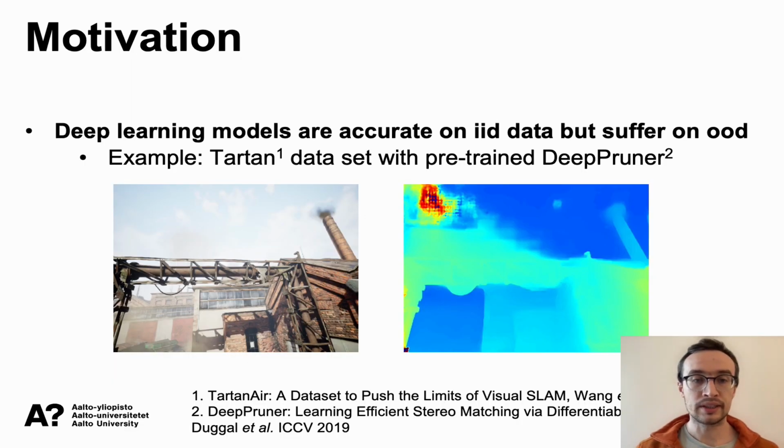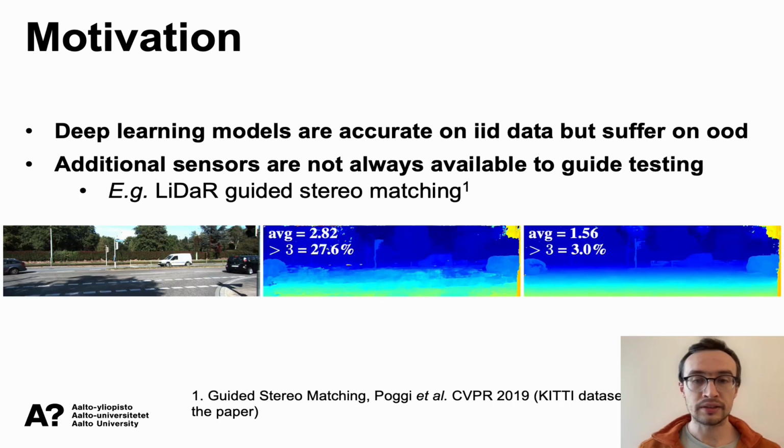So we all know that stereo matching methods are very good on the data where they are trained or similar distribution, but they can suffer on out-of-domain data, as we show here in this example on the Tartan dataset. One way scientists found to overcome this is to use LiDAR guidance and obtain much better performance. But we may not always have additional sensors available.